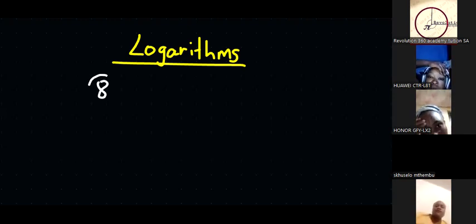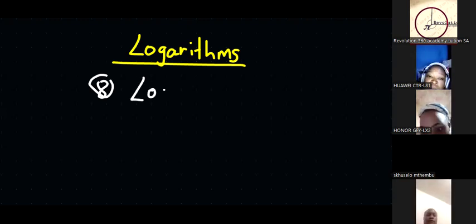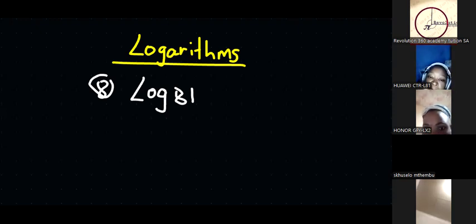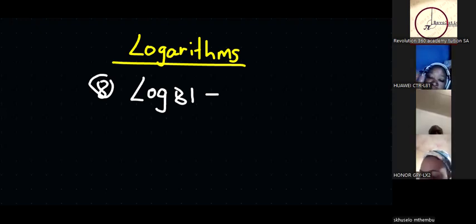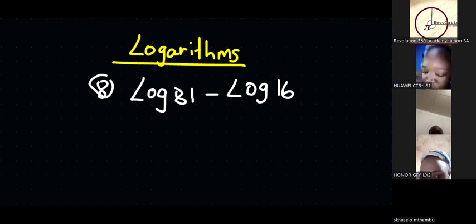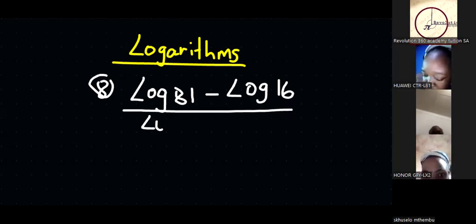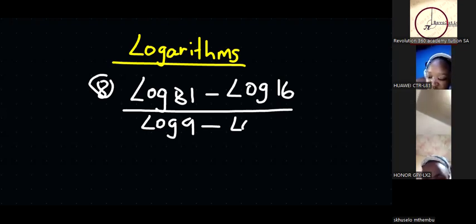So this one, they are giving us log 81. Please let's write it. They're giving us log 81 minus log 16, all divided by log 9 minus log 4.